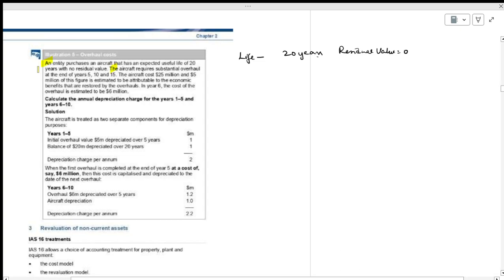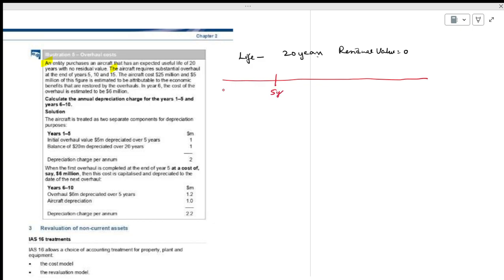The aircraft has a substantial overhaul. What they say is it is for 20 years: at the end of 5 years, at the end of 10 years, at the end of 15 years, and the last one is 20. After 20 years, they will not do anything. They are doing the overhaul at the end of 5 years, 10 years, and 15 years. This is the second sentence.